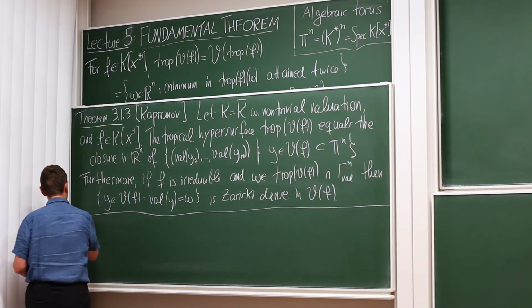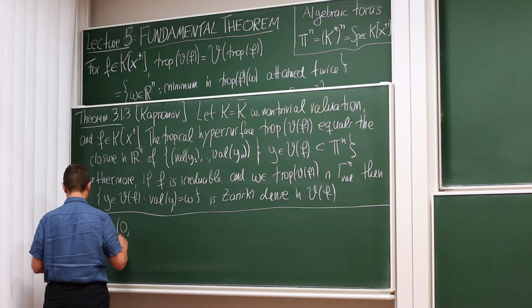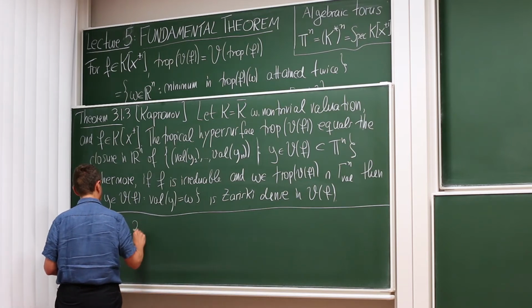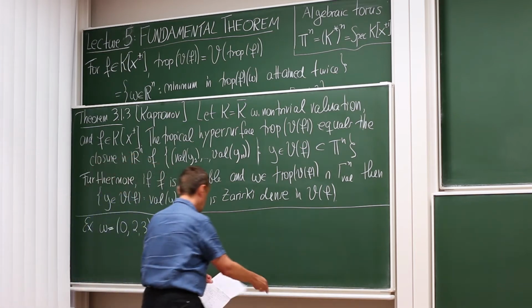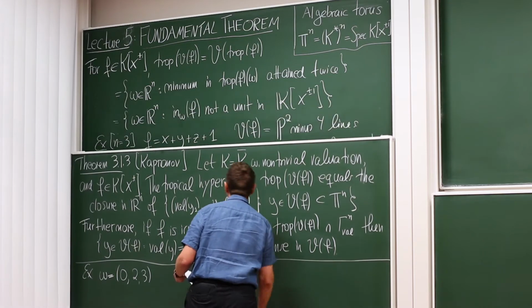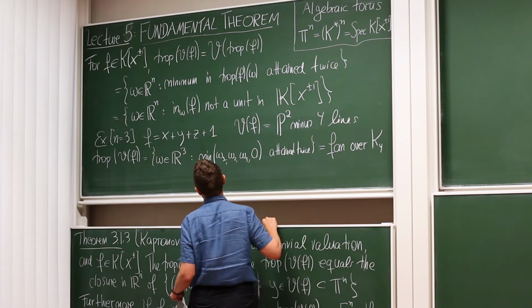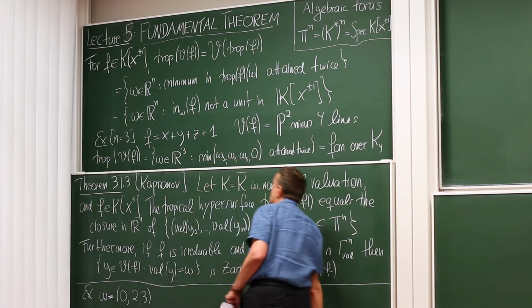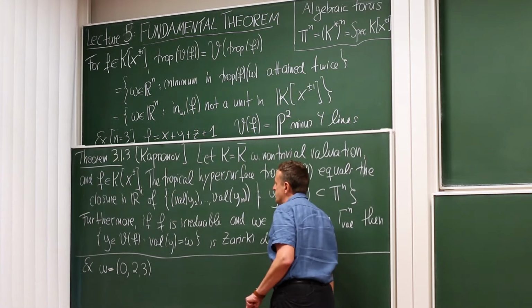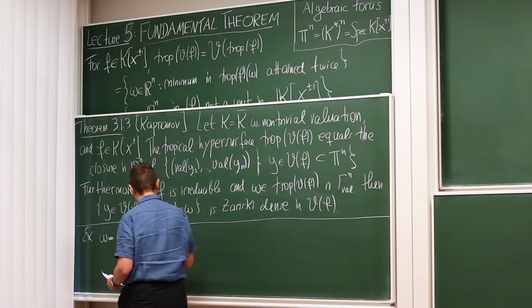So here's an example. Let's say we are in 3 space, and we take the point 0, 2, 3, and this is a continuation of the previous example, x plus y plus z plus 1. So I'm going to continue this plane with the 4 lines removed. The point 0, 2, 3 is in there.